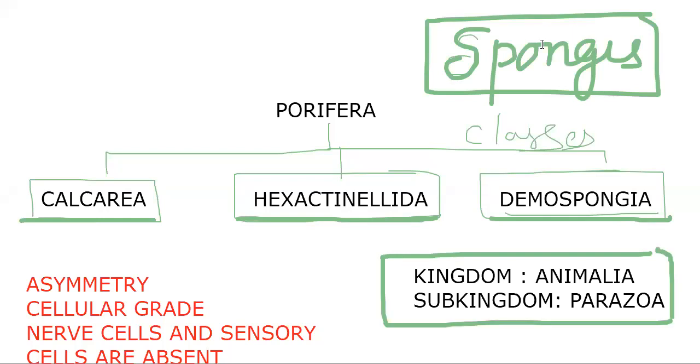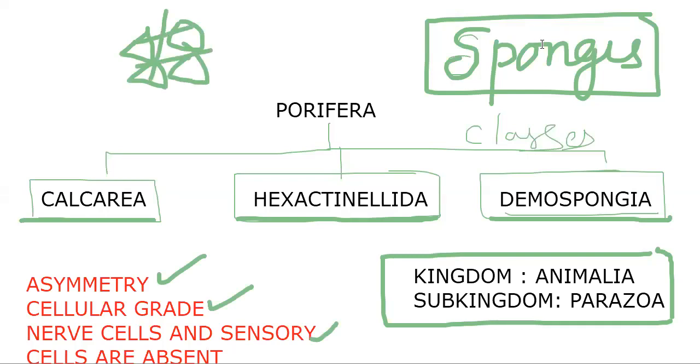Parazoa. The type of organization in this is cellular grade of organization. Type of symmetry, mostly asymmetrical animals these are, and nerve cells and sensory cells are absent. That means here the group of cells are present, but there is no coordination in between. That's why they cannot be turned into tissue grade. This is the information we learned about phylum Porifera earlier in the grades of organization and in kingdom Animalia basics.